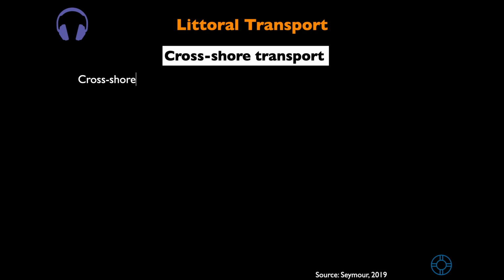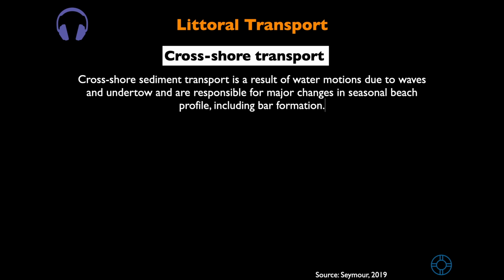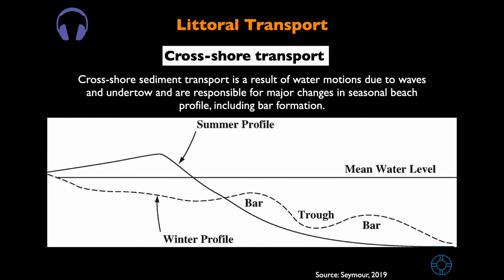The cross-shore sediment transport is a result of water motions due to waves and undertow, and is responsible for major changes in seasonal beach profile, including bar formation. This is an example of a beach profile, and there is the black line with the summer profile, and the dashed line with the winter profile when the beach was eroded and bars were formed in the surf zone.